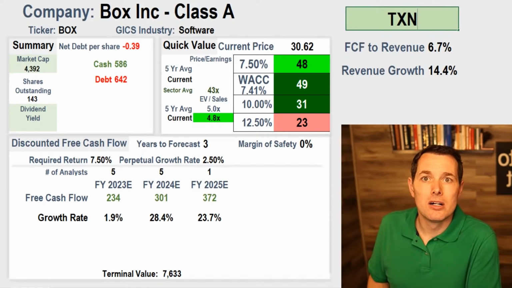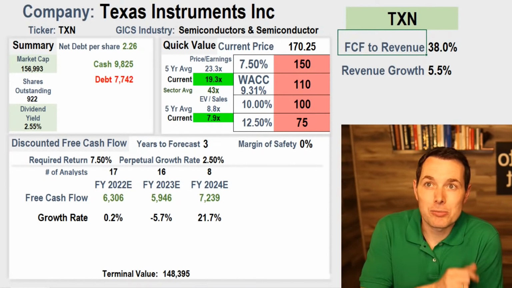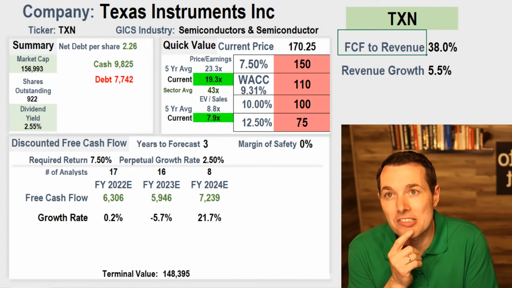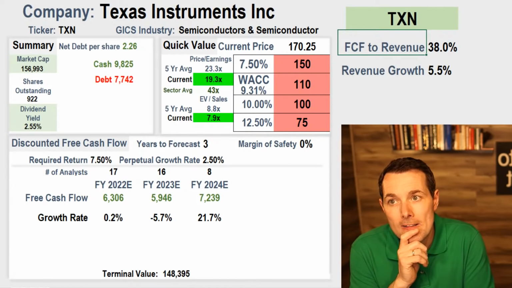TXN, Texas Instruments, I think. Yeah. TXN, Texas Instruments, nice. Current price, 170. Fair value, 150, 110. Semiconductors, huh? Oh, yes, it's up top.